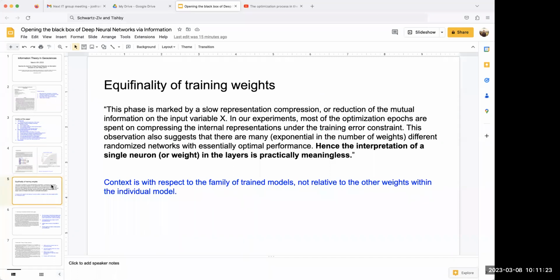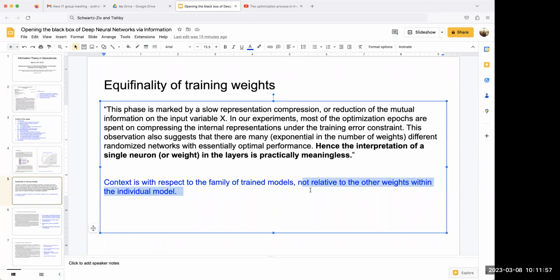The authors talk about the fact that they train 50 different models for their experiments, and each one of those 50 models has a different set of weights and biases. And so they make this point that the interpretation of a single neuron in the network is practically meaningless. I think an important point here is that this is in the context of each neuron's weight in the family of trained models. I don't think it's meaningless from the perspective of what that weight is with the other individual neurons in the model.